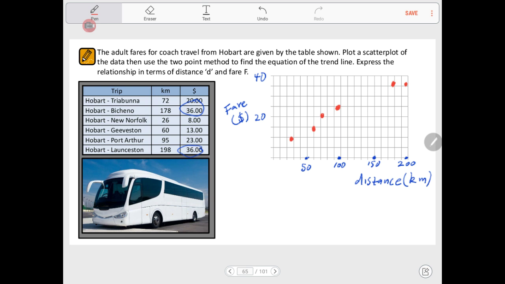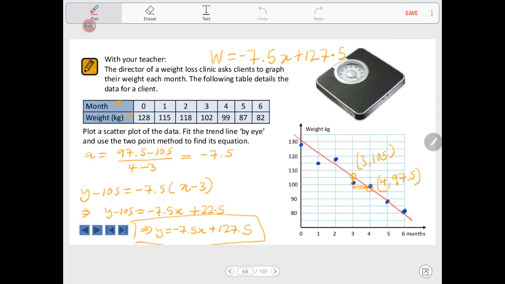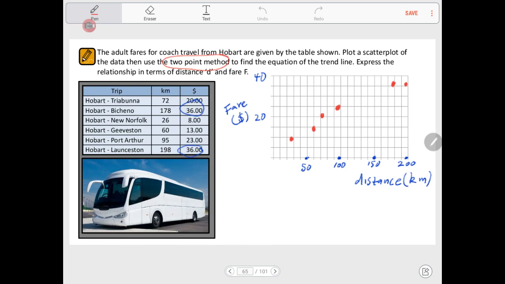Okay, now this example does ask you to use the 2-point method to find the equation of the trend line. However, we did that in the last example for the weight loss clinic. We used the 2-point method there. So I just want you to go and practice this on the TI Inspire, and rather than using the 2-point method to find the equation of your own line of best fit, I want you to find the equation of the line of best fit using the calculator. So that'll be the perfect line of best fit.